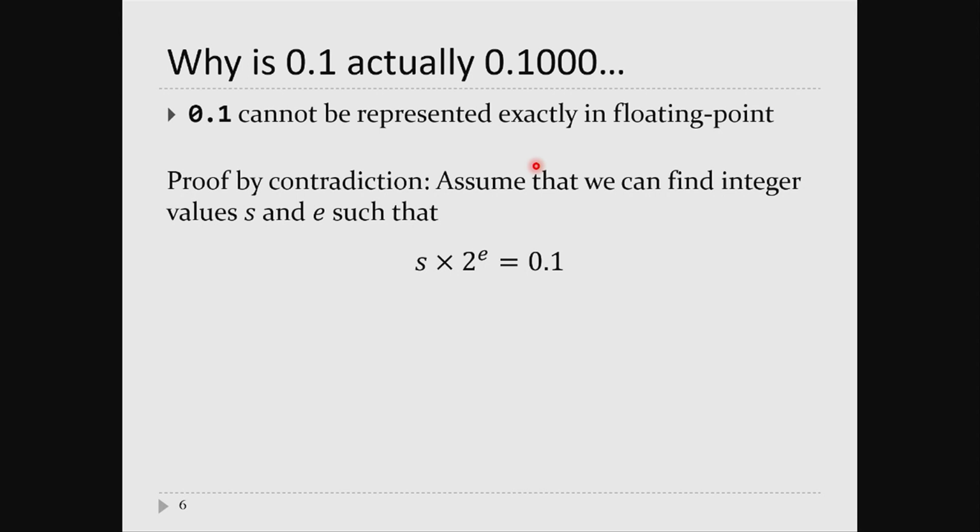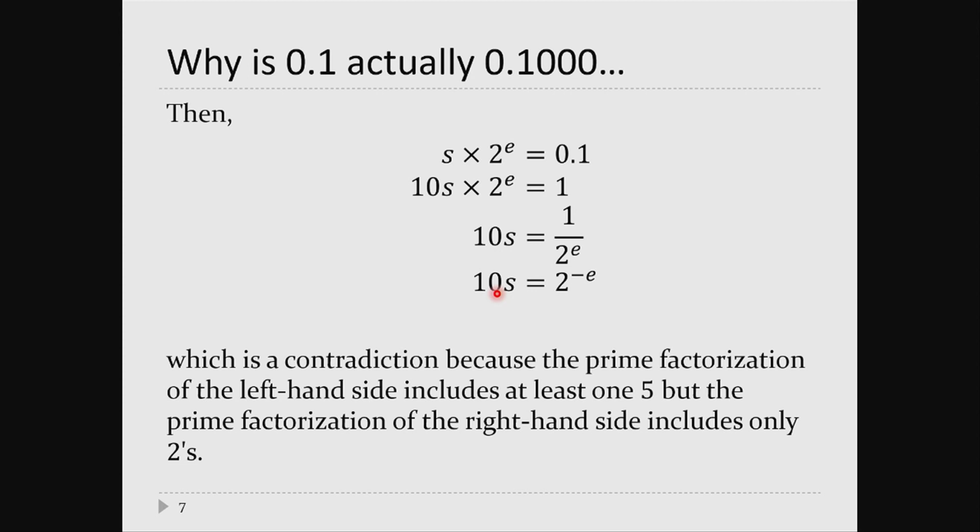Now, why is 0.1 printed as 0.100000000 and then some extra digits? You can't represent 0.1 exactly in floating point. The proof is here. It's also in the notebooks if you're reading the notebooks. I just told you I can write every floating point number as s times 2 to the e. So I'm going to assume that I can find some value of s and some value of e such that that expression is true. So you multiply both sides by 10.